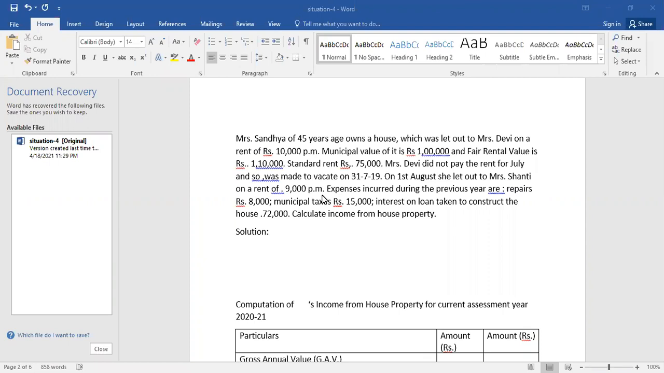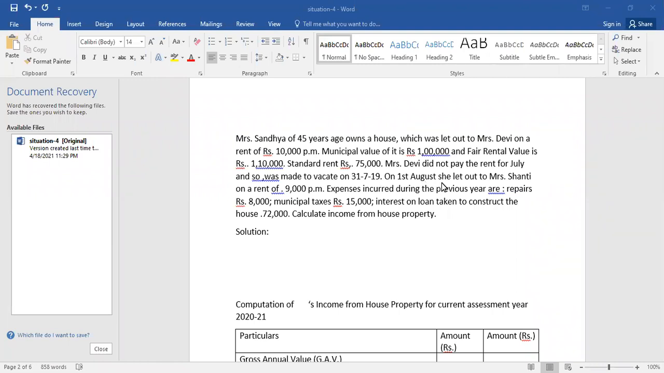Now, if you look at the problem: Mr. Sandhya, 45 years of age, owns a house which was let out to Mrs. Devi on a rent of 10,000 per month. Municipal value is 1 lakh. FRV is 1 lakh 10,000. Standard rent is also given. Mrs. Devi did not pay the rent for July and so was made to vacate on 31st July 2019.